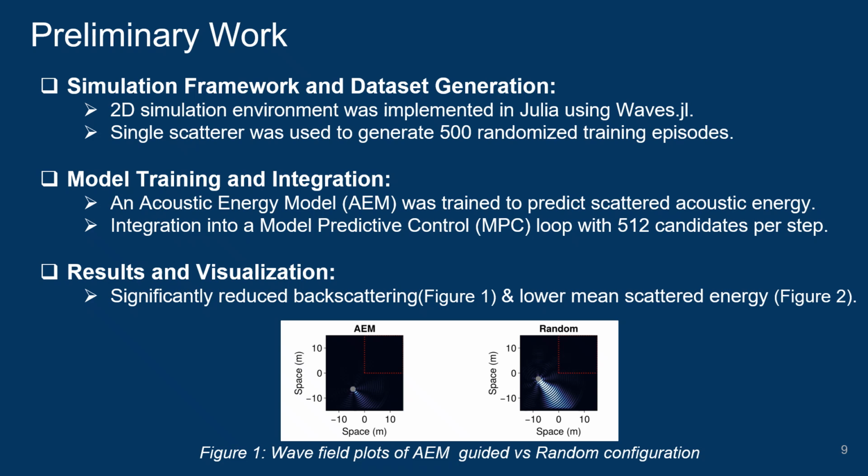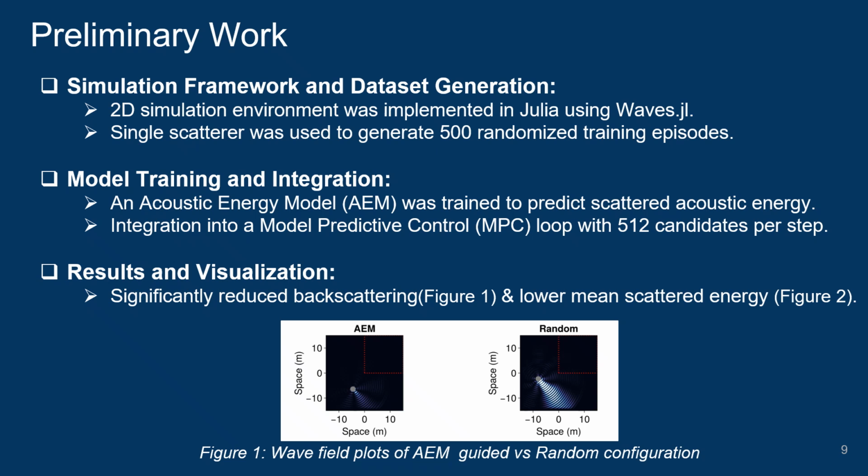Preliminary work includes simulation framework and dataset generation. A two-dimensional simulation environment was implemented in Julia using the Waves.jl package, in which a single scatterer, M equals 1, was used to generate 500 randomized episodes. The model was trained to predict scattered acoustic energy. Then the trained model is integrated into a predictive model control loop using random shooting with 512 candidates per step.